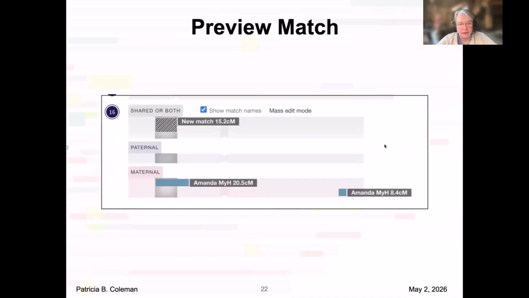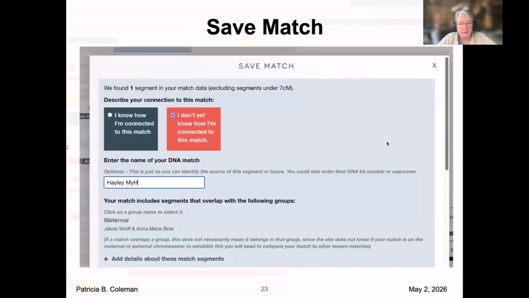So here's what it looks like. Here's the new match. This is where it would fall. And it shows at this point, Painter doesn't know whether I think it's maternal or paternal. So that's why it's showing it the way it did. And I'm going to name it Haley. Oh, here I said I didn't know how we're connected. I'm going to name it Haley, MyHeritage again.